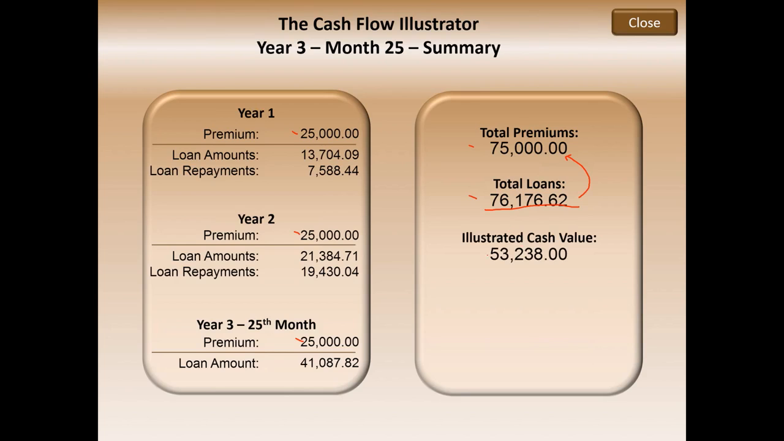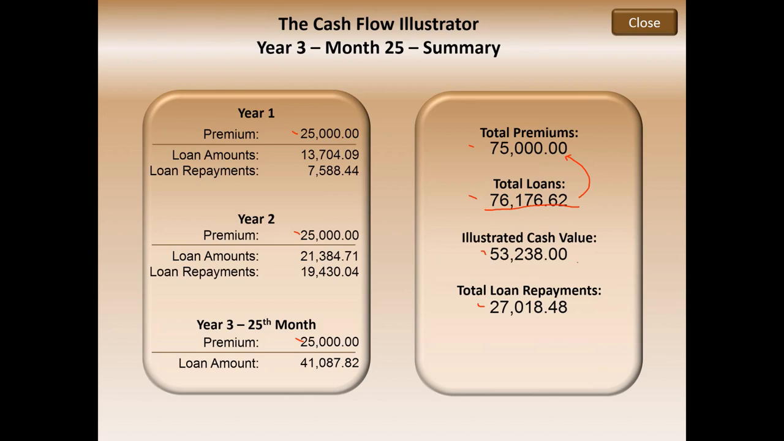Okay, the illustrated cash value, if we just paid the premiums, is only $53,000 at this point. So we've been able to have the use of another $23,000 because we've used that money more than once. It's come back to us over. Okay, and we've made 27,000 in loan repayments to make that happen.